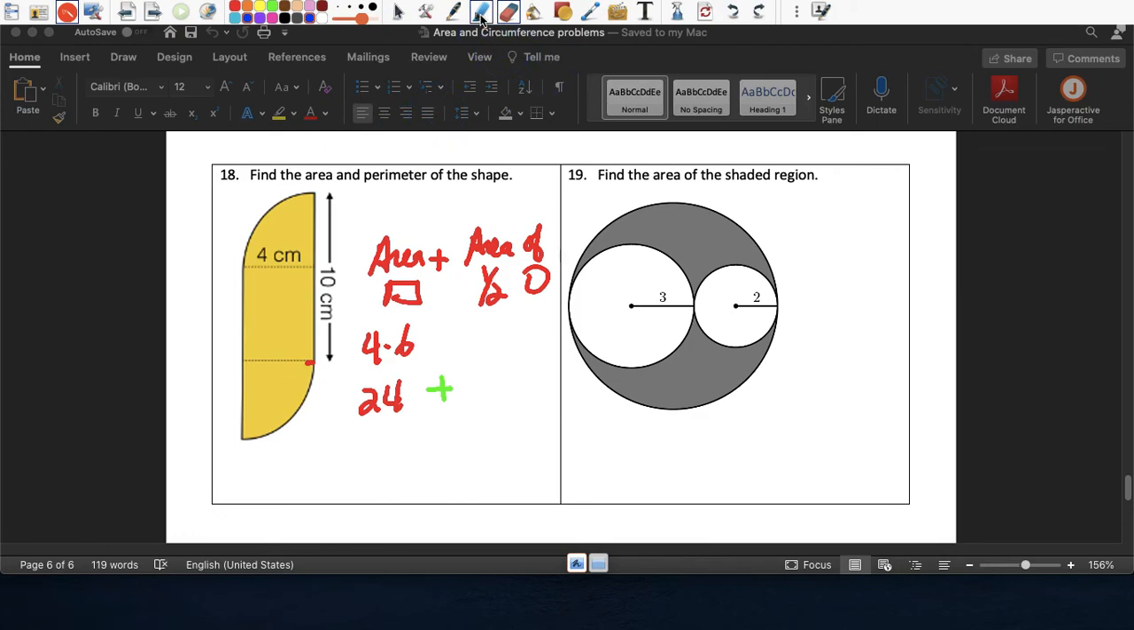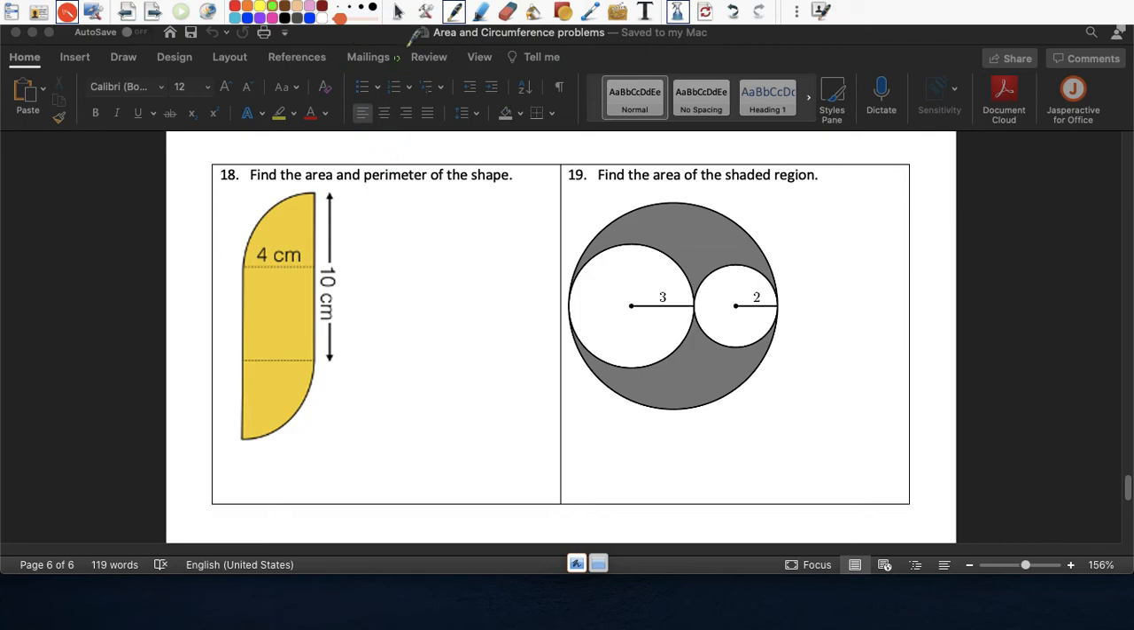All right, so let me erase that. And we have half a circle. Pi r squared. The radius is 4, right? They tell us that this is 4, so that's the radius. So pi times 4 squared, pi times 16, which equals 50.27. We add these two up, we get 74.27 centimeters squared. That's your area. So this is a rectangle plus half a circle.